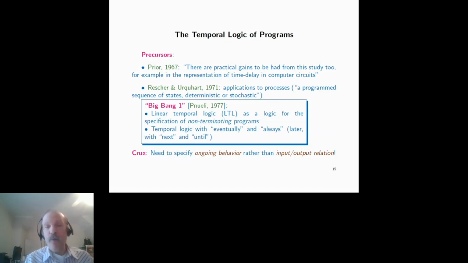So what did Pnueli do? Pnueli took a logic that was developed before him, linear temporal logic, and he said, this is the right logic. This is basically propositional logic. At the time they had eventually and always. Some other temporal connectives came later, the next and the until. His argument was that in many programs, we need to specify not the input-output relation, as Hoare does, but ongoing behavior. There are many programs that never terminate. They're supposed to run forever: protocols, operating systems, CPUs. And you reason about their ongoing behavior rather than about an input-output relation.